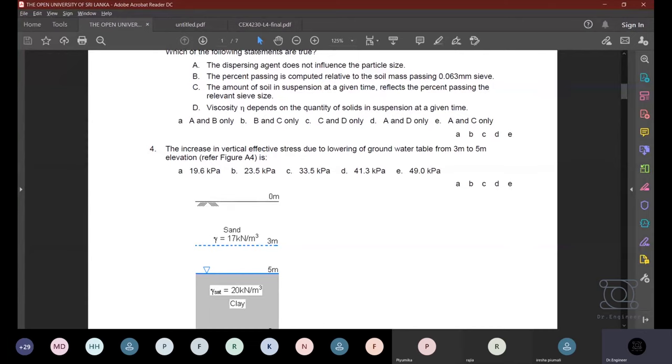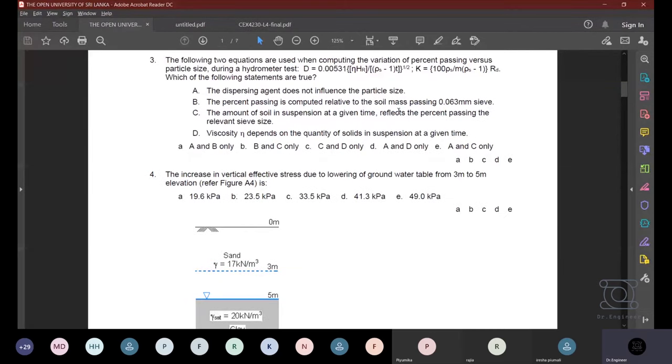Sir, excuse me. Can I ask any questions? Yeah, of course. Sir, I don't know which year, in one past paper, there is a statement. Okay. That was, if the natural moisture in the soil reduces, what happens to the undrained cohesion of the soil?